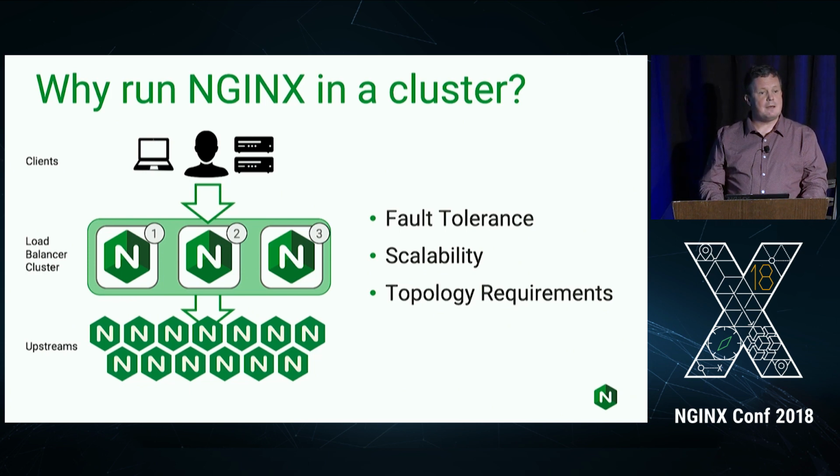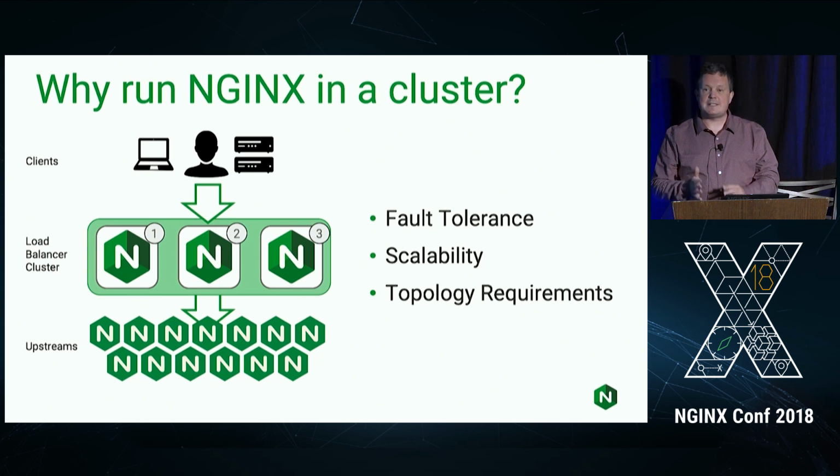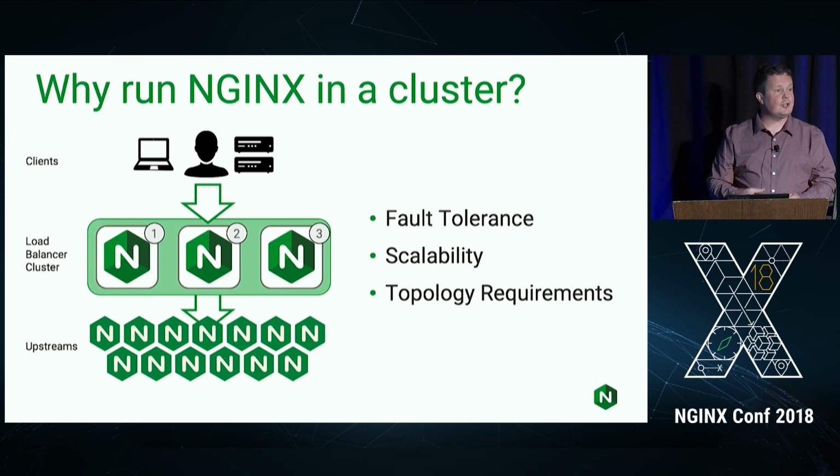Or topology may require that you run several NGINX instances. You might be spanning several different clouds with GSLB. So by default, you need multiple instances there. You might be running in a Kubernetes environment with a daemon set configuration where the obvious way, the natural way to run NGINX is one instance per host.